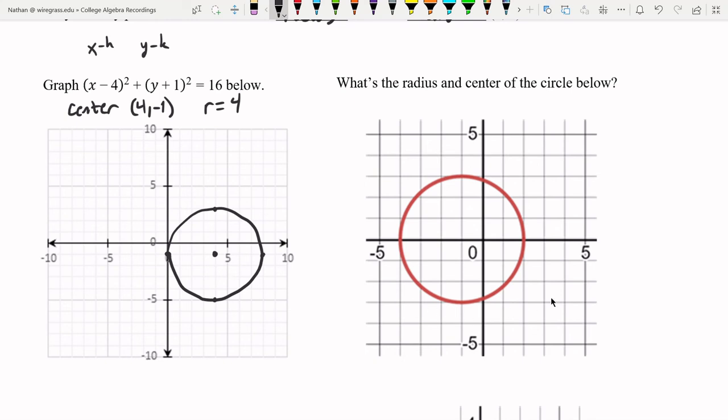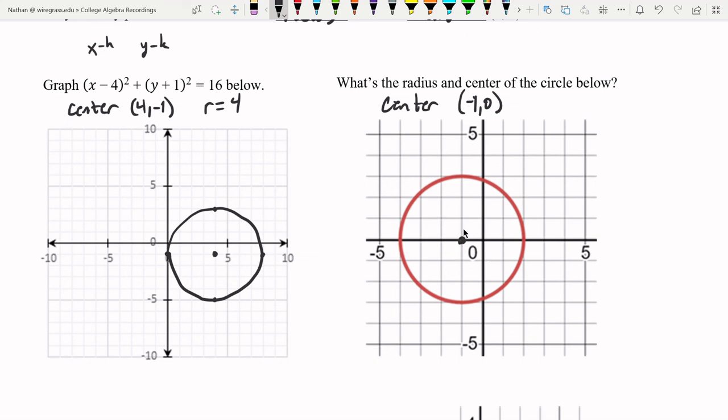Now, if you're looking at a circle graph, to find the equation of this circle, all we have to do is find the center and the radius. The center is going to be halfway between each of the 4 sides. So this one's going to be 1, 2, 3, 4, 5, 6 units across. So the center is going to be 1, 2, 3 units in. It looks to be this point here. Yeah, that's the center point. So the center is at -1, 0.